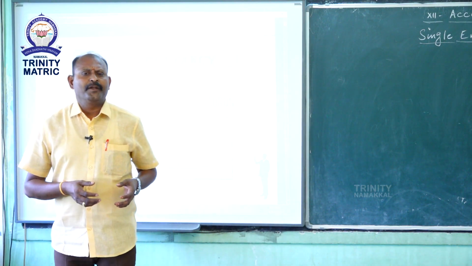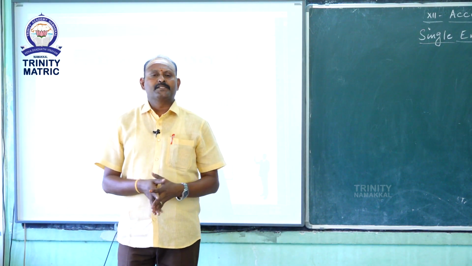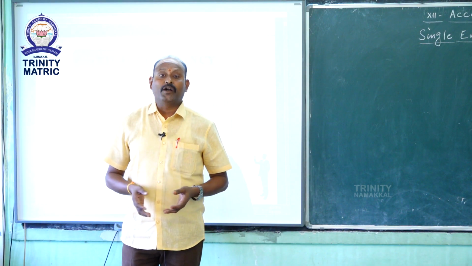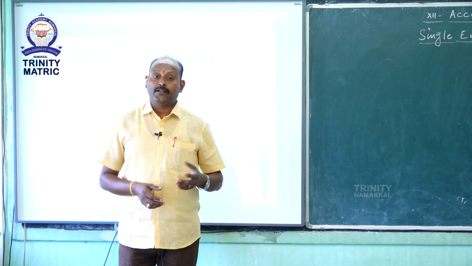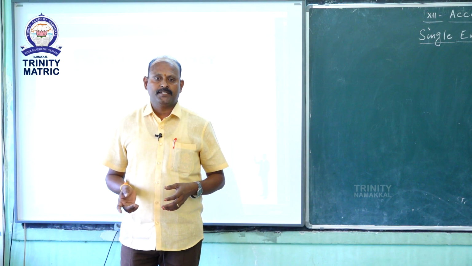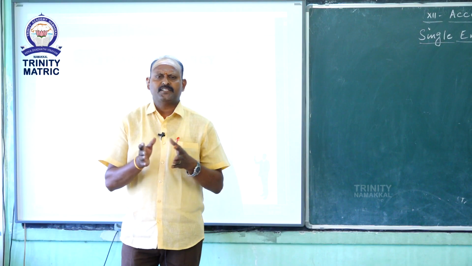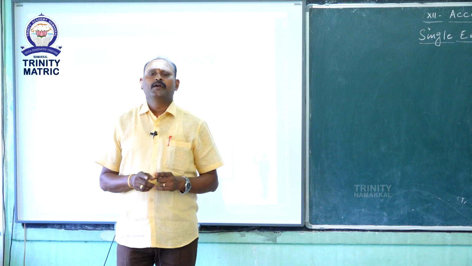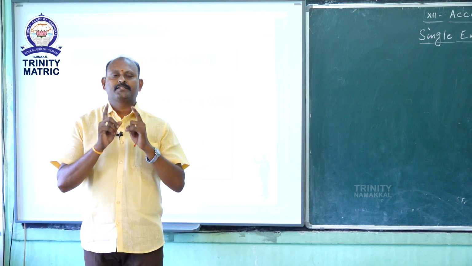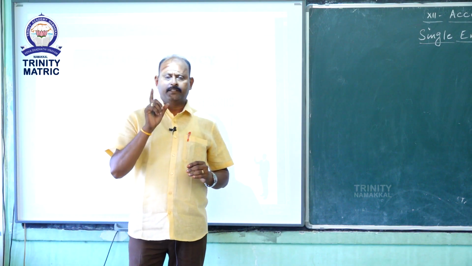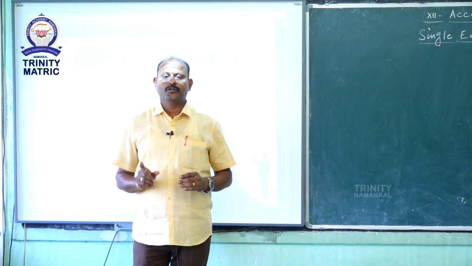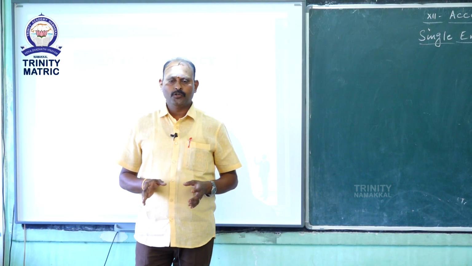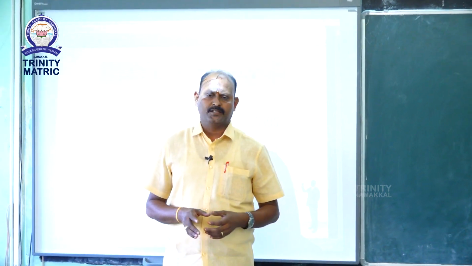What's the meaning of the rules of the personal account? Debit the receiver, credit the giver. And real account, debit what comes in, credit what goes out. And nominal account, debit all expenses and losses, credit all incomes and gains. These are the golden accounting rules. But in a single entry system, only one aspect is recorded. It means either the personal account or cash accounts are only maintained, the rest of the accounts are fully ignored. So that's why it is called single entry system.